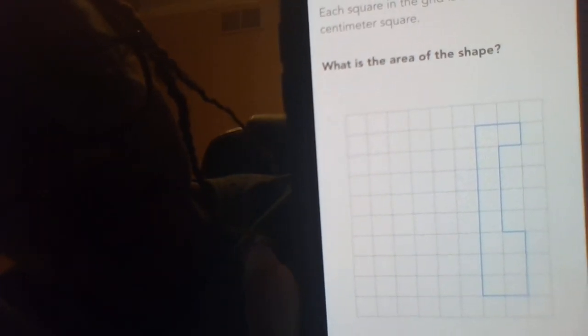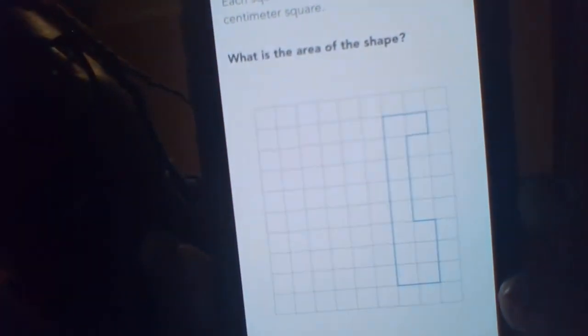Again, in our next section, all we're doing is counting the squares that we see. So I'm going to show you this section so you guys can try it yourself. Now I'm going to count the squares. So I see 6, 7, 8, 9, 10, 11, 12. I see a total of 12 squares. So this figure should be 12 square units. Well, in that problem, they also told us that it was 1 centimeter square, so it's 12 square centimeters.